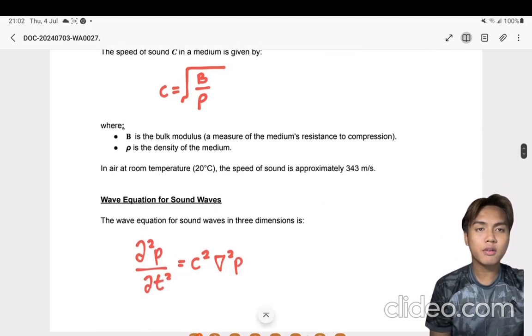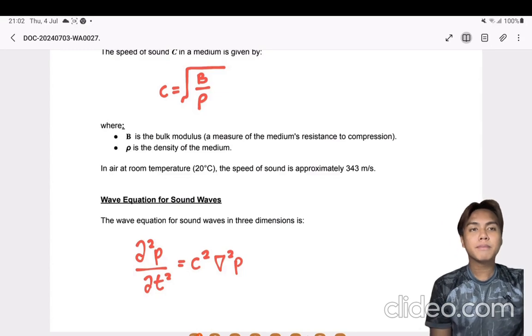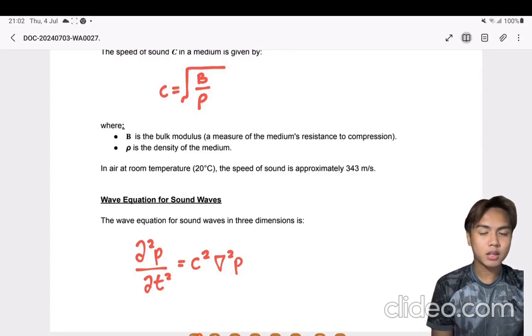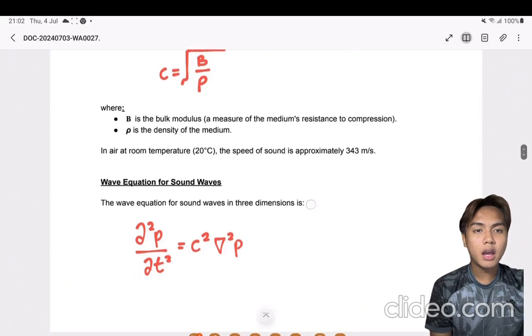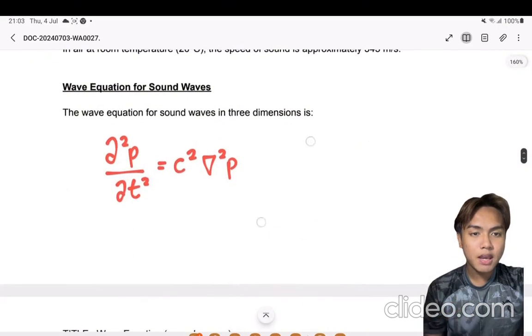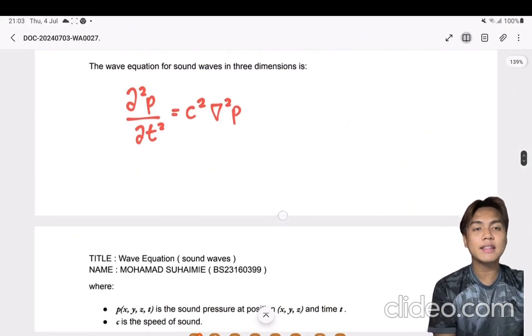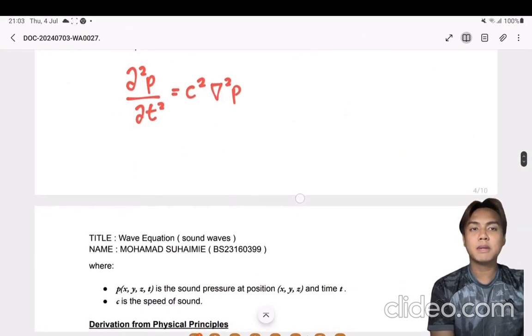which is d squared p over dt squared equals c squared times the Laplacian of p, where p(x,y,z,t) is the sound pressure at position x, y, z and the time t. C is the speed of sound.